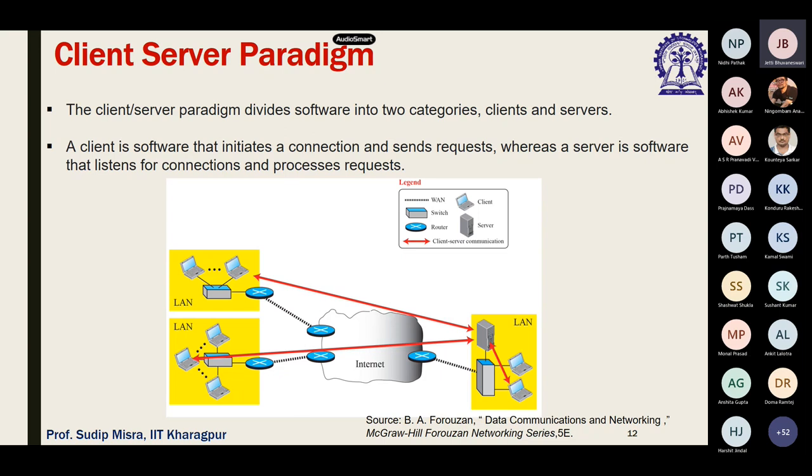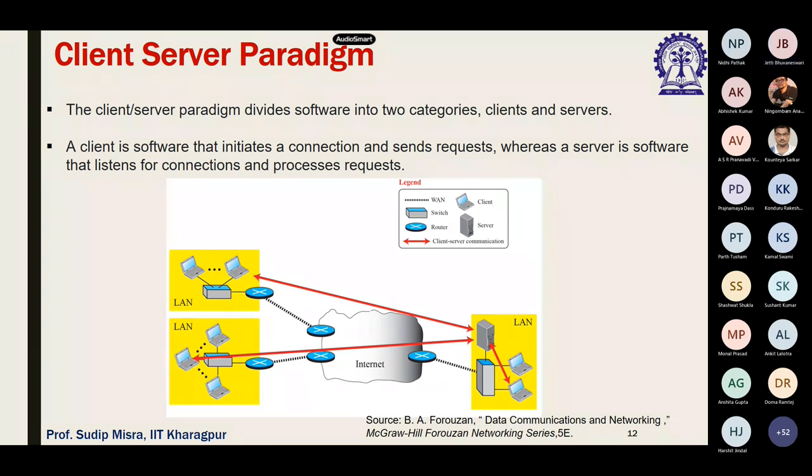One of which is called the client-server type communication. In the client-server model, as the name suggests, there is a server which serves different clients. The client sends certain requests to the server, and the server processes the request and sends back the response to the client.